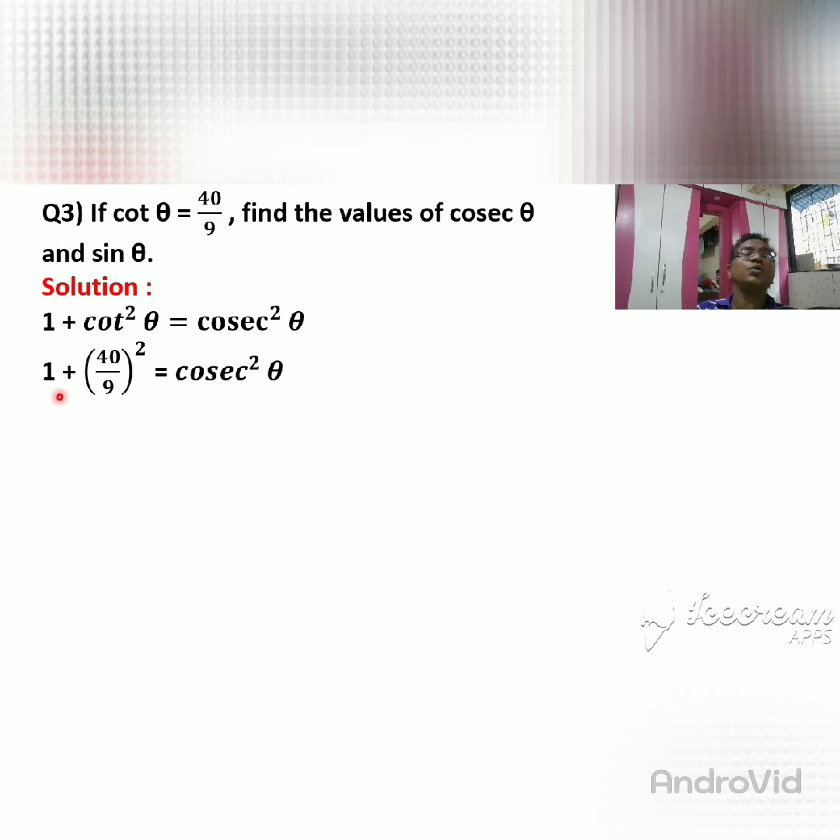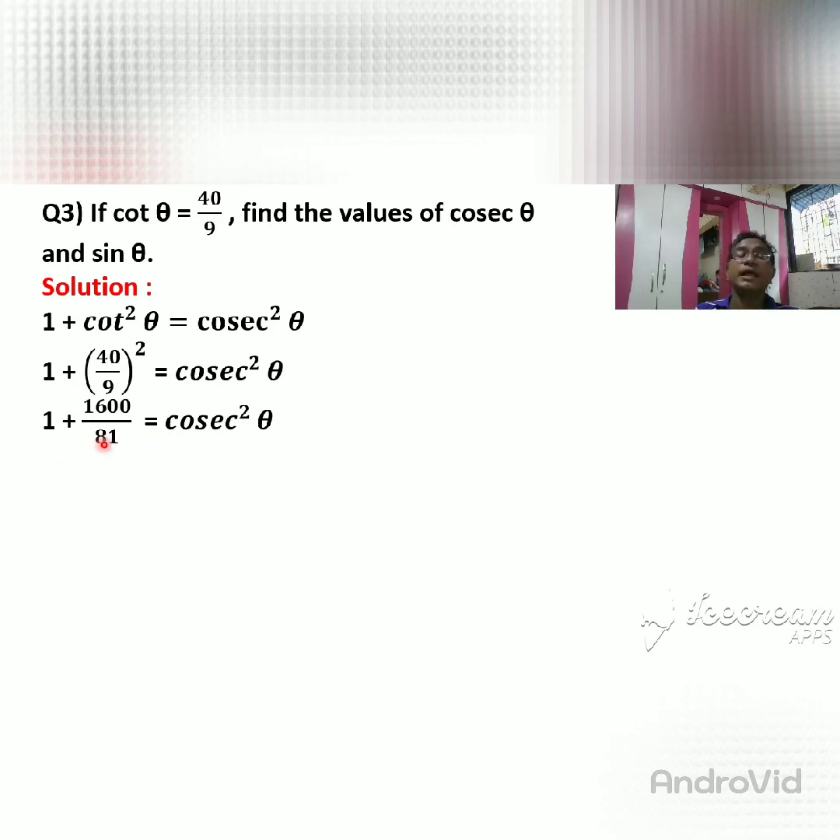See, here there is no denominator, so you can write denominator 1. So 1 plus 40 square. 40 square is equal to 1600, and 9 square is equal to 81. So 1 plus 1600 divided by 81. Here there is no denominator, so the denominator is 1. The denominators are not the same: here is 1, here is 81.